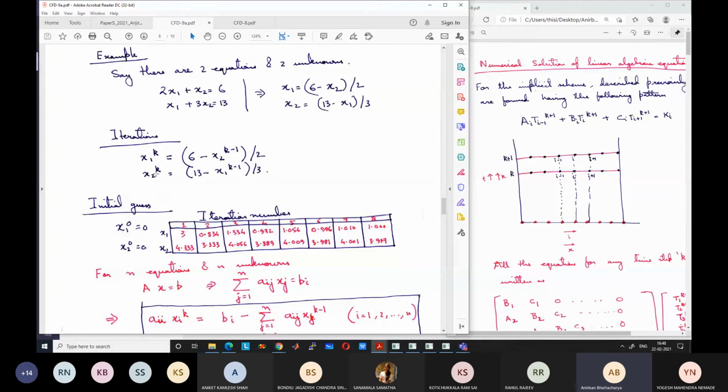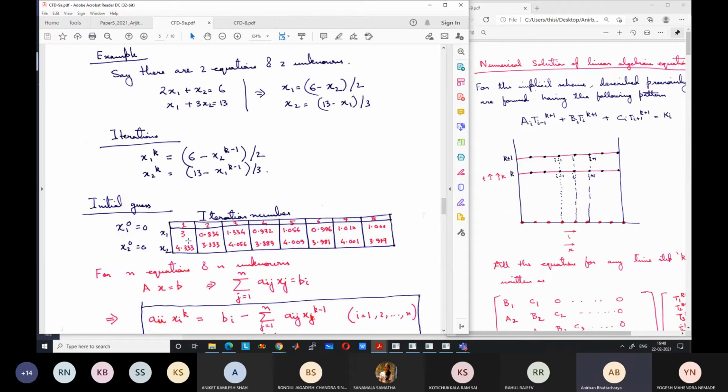What will be the value of x2? x2 is equal to 13 minus 0 by 3. So 13 by 3, which is 4.33333333. Ultimately, you have to truncate somewhere. So let us call it 4.333. Okay, 3 digits. In actual calculation, we use either 8 digits or 16 digits if we use double precision.